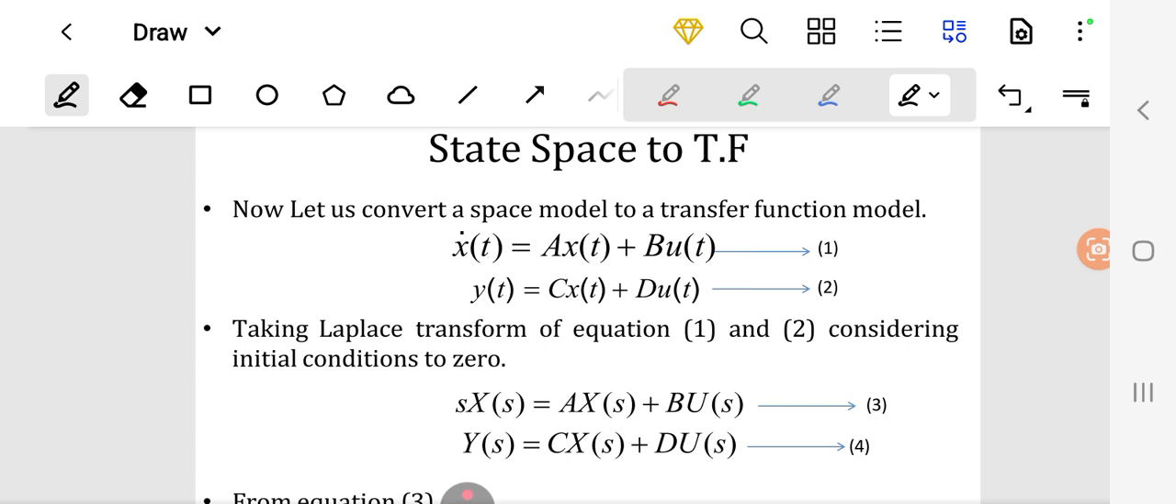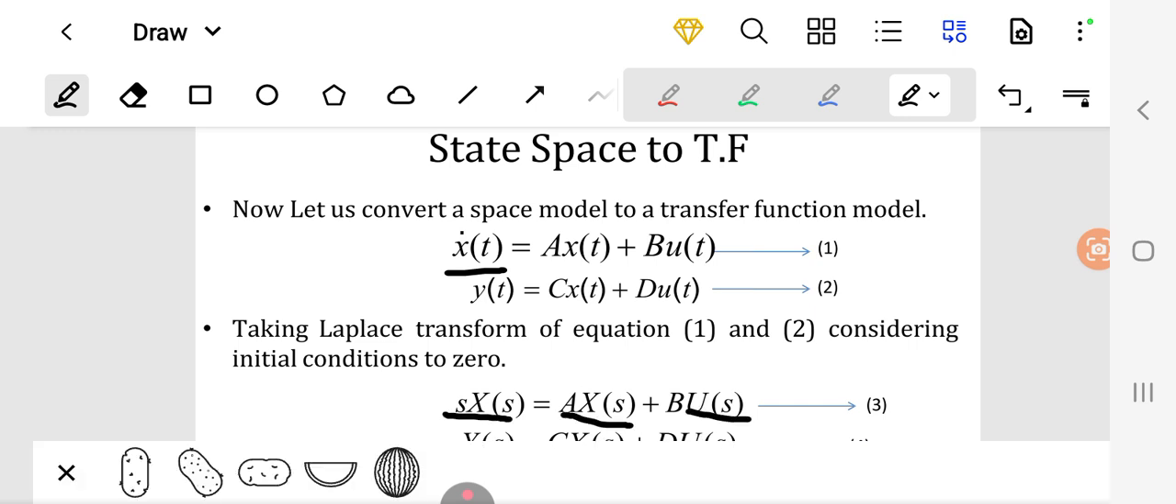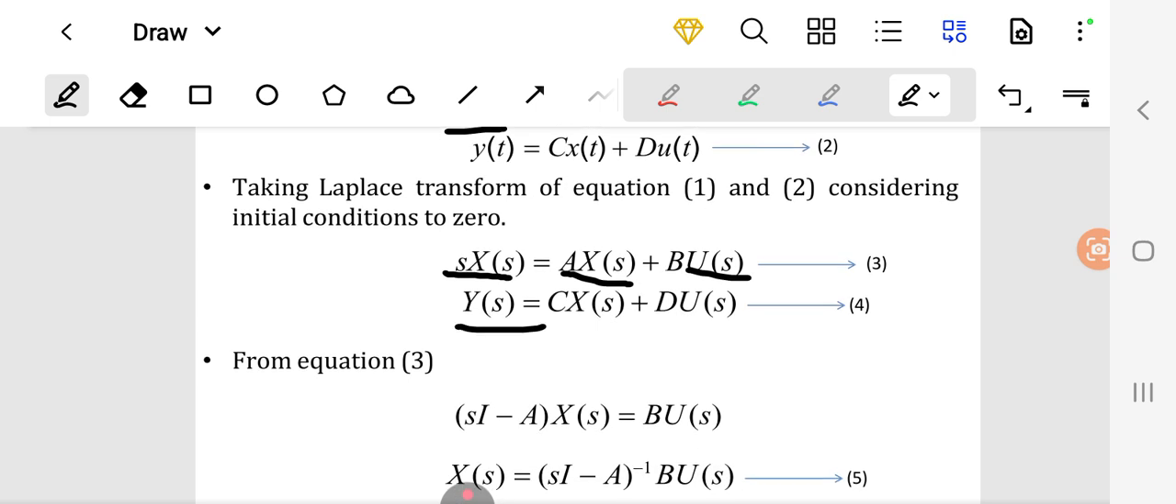Now we have y equals Cx plus Du. Taking the Laplace transform of equations 1 and 2, the Laplace of the derivative x dot equals sX(s) equals AX(s) plus B times U. For y(t), we will have Y(s) equals CX(s) plus DU(s). Then we will substitute.